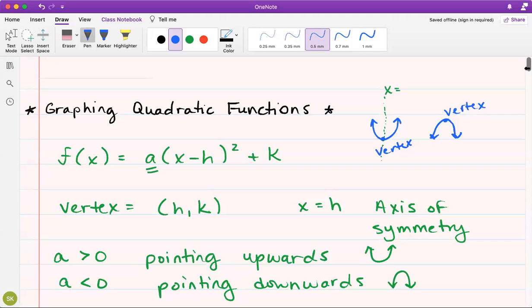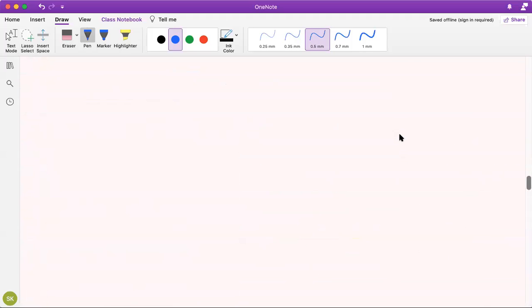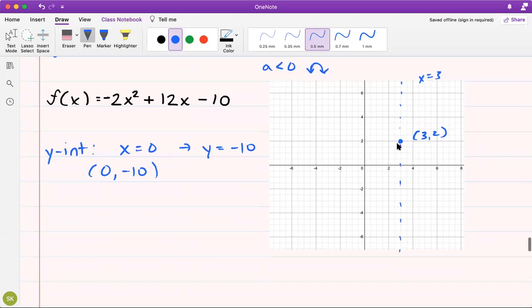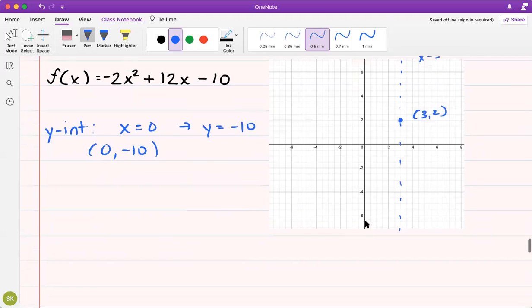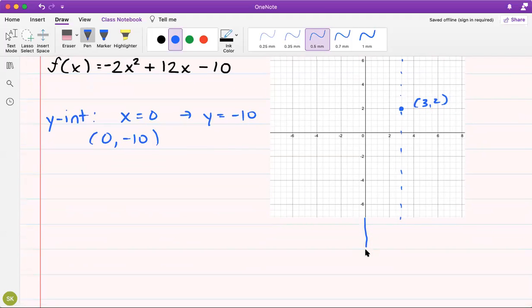Oops, sorry about that. Let me scroll back down. Sometimes my thing switches. So anyway, (0, negative 10) is way down here. I'm going to have to continue this a little bit. So this is negative 6, negative 7, 8. Let's say this is negative 10. So at (0, negative 10), I'm going to have a point, which makes sense. It should be down below the vertex because the graph is pointing downwards.